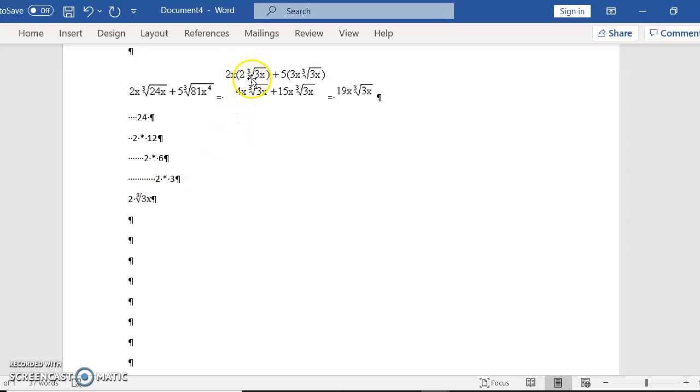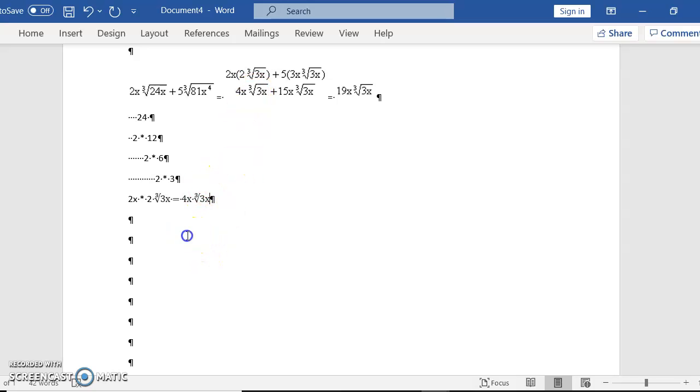And of course, I can't do anything with the x, so I'll just have x here. So now look what they have here. Now I have 2x times 2 cube root of 3x. So what is that equal to? Well, that's equal to 4x, and I have the cube root of 3x. So this is what I have right here.